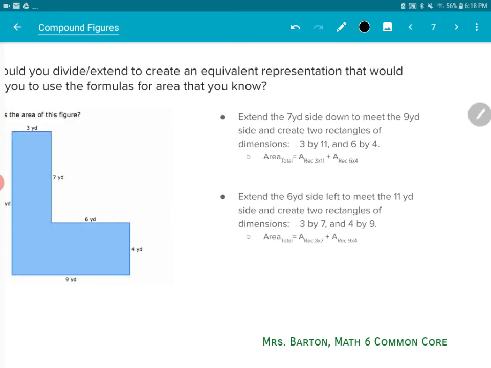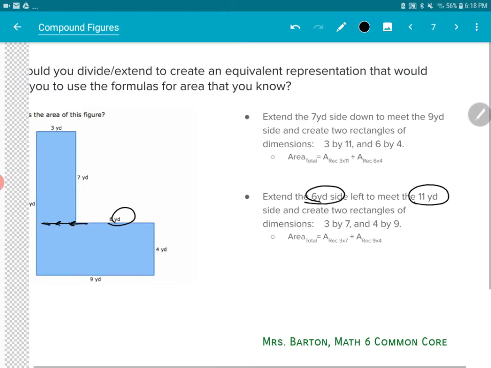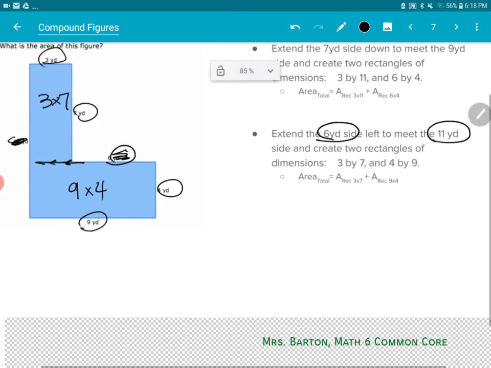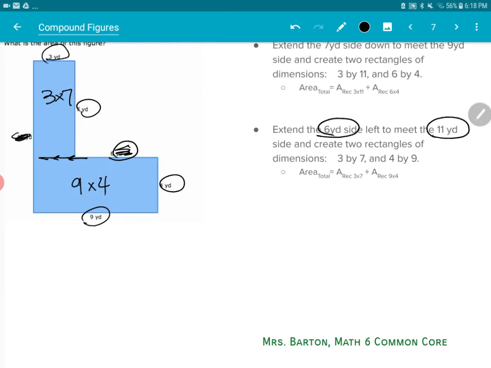Second way, extend the 6-yard side to meet the 11-yard side. The 6-yard side, we're going to extend it left over here until it hits the 11-yard side. So now we're going to have a 3 by 7 rectangle and a 4 by 9 rectangle. Again, I said 4 by 9 and wrote 9 by 4 because it's interchangeable, because it's a rectangle. By commutative property, multiplying 4 by 9 is the same as 9 times 4.